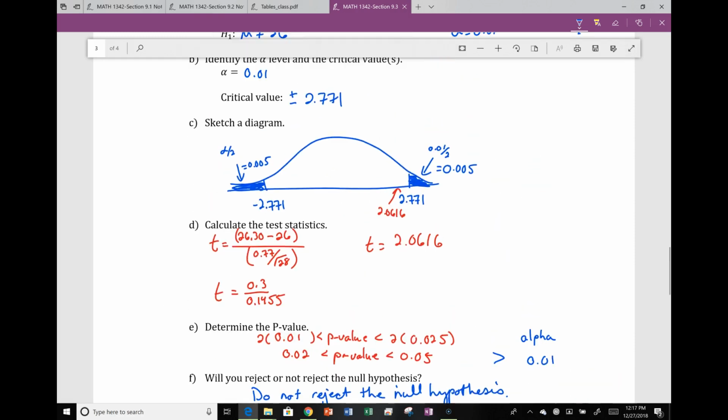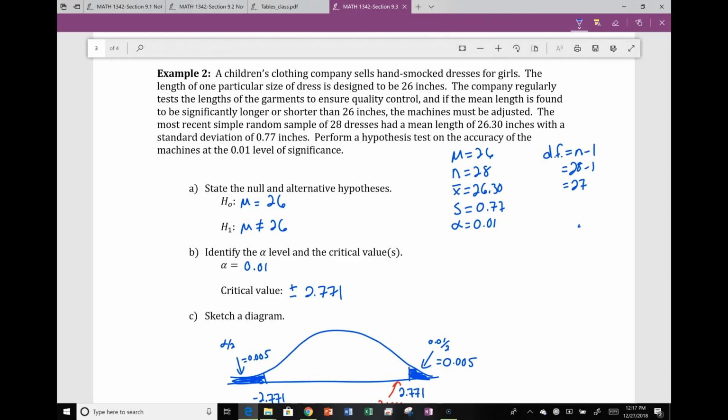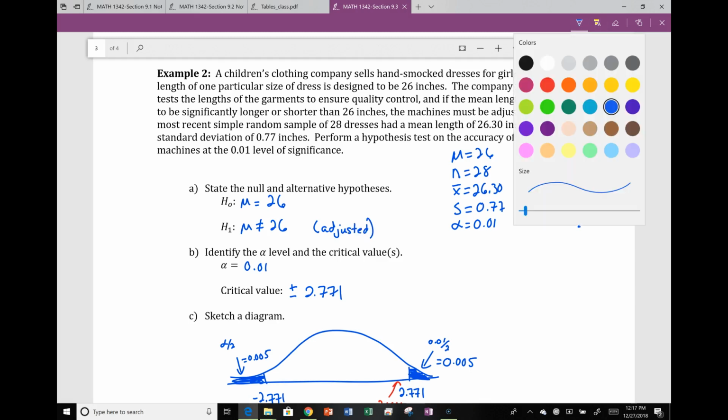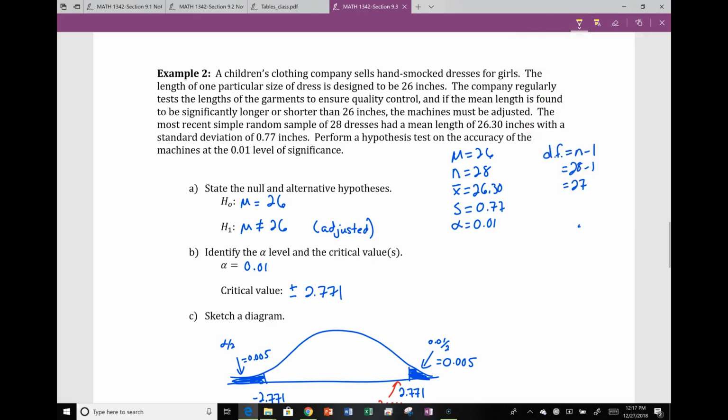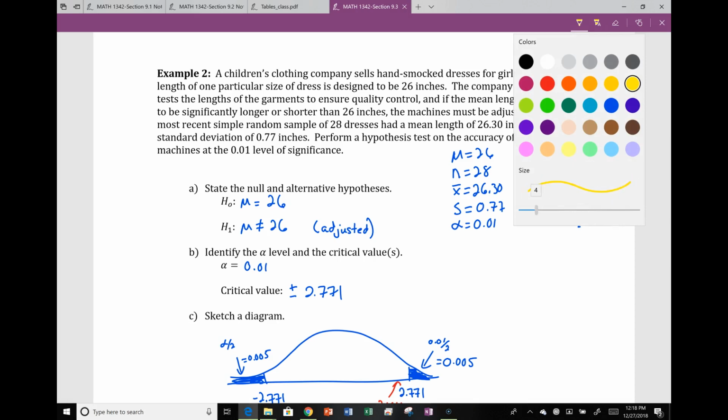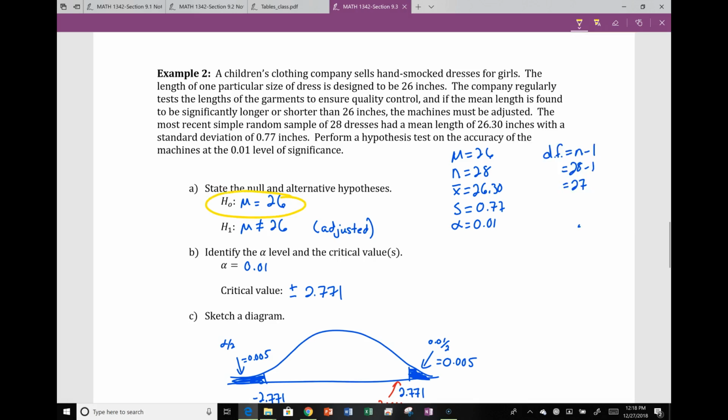Now let's think about this. If they do not equal 26, that's when they need to be adjusted. But since we did not reject the null hypothesis, we kept the null hypothesis. So since we kept this one, it is not going to be adjusted.